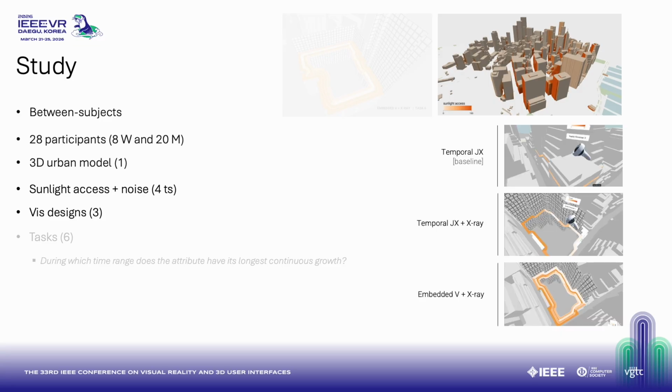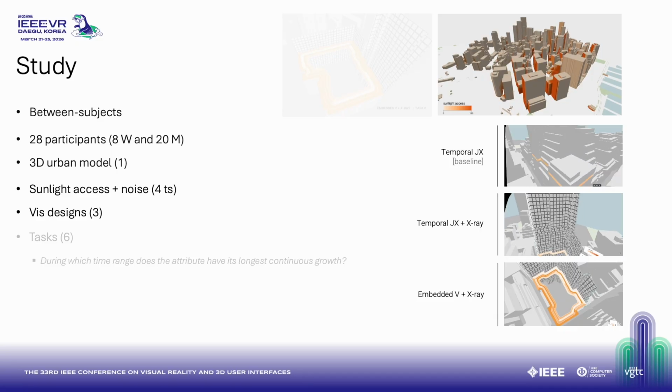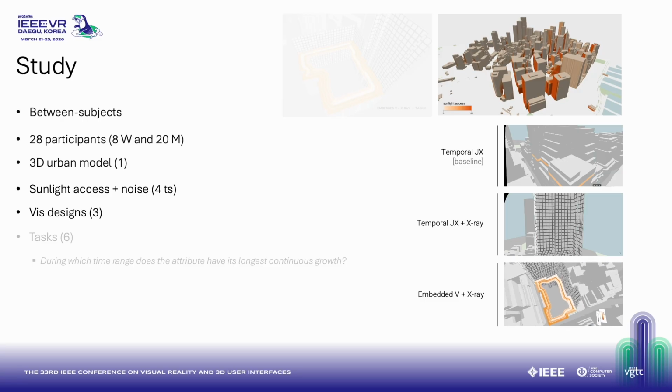First is temporal juxtaposition. In this baseline condition, the user can only see 1 time step at a time. The user also has to physically navigate to see data across the building. Second is temporal juxtaposition plus X-ray. In this design, the user can only see 1 time step at a time, but the X-ray design reveals the data across all sides of the building. Third is embedded plus X-ray. This is our proposed design, in which the user can see all time steps at once and across all sides of the building.